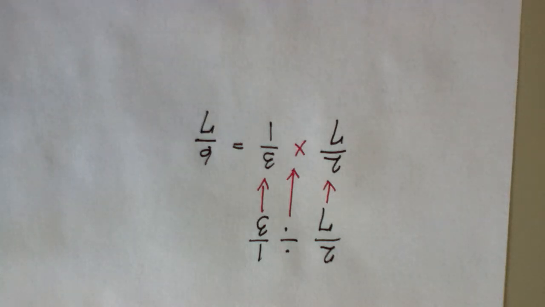Now, anytime you're working with fractions, you always need to make sure that your final answer is reduced to lowest terms. So is there any number that both 6 and 7 can be divided by? And the answer is no. 6 and 7 have nothing in common. So my final answer for this problem is 6/7.